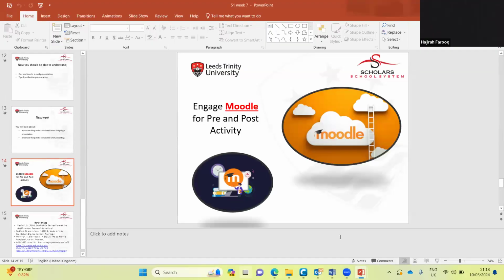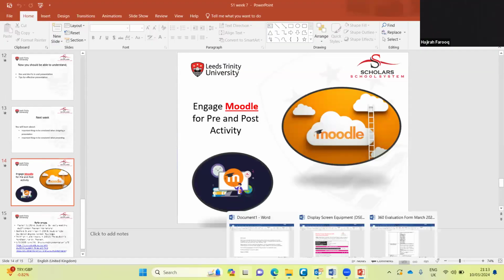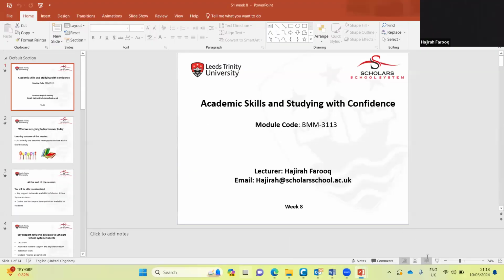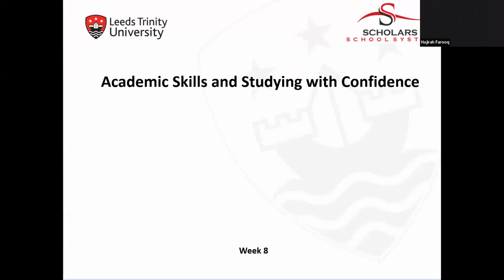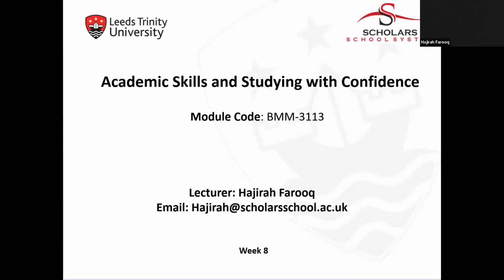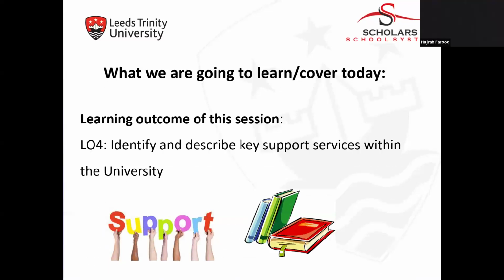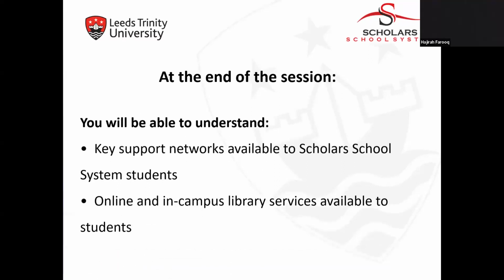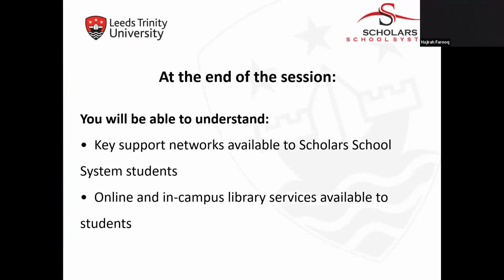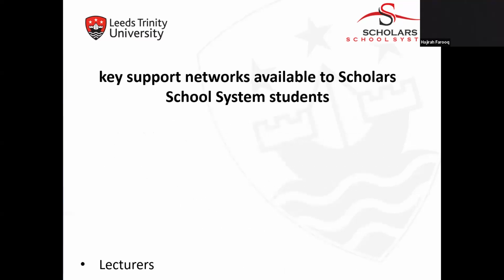Moving on to week 8. We started week 8 again by discussing the learning outcome for that week, which was learning outcome 4: identify and describe the key support services within the university. By the end of the session, the students were able to understand the key support networks available to the Scholar School System students and the online and in-campus library services available to the students.